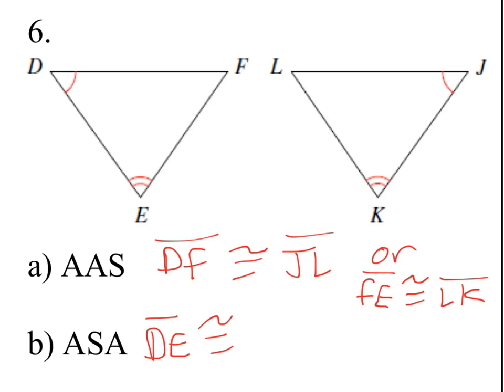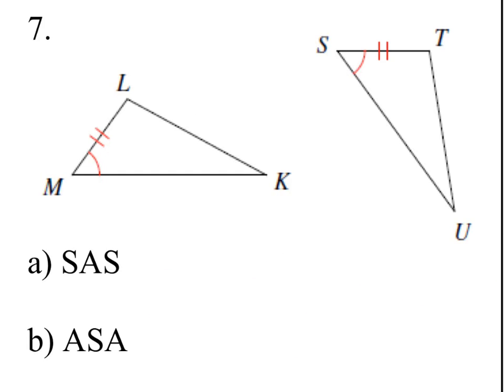Congruent to the side KJ. On 7, we have a side here, angle, angle. So we already have a side angle. On A, we need the next side. So side angle side, that's going to be MK. And on this one up here, it's going to be SU. So we need MK to be congruent to SU.